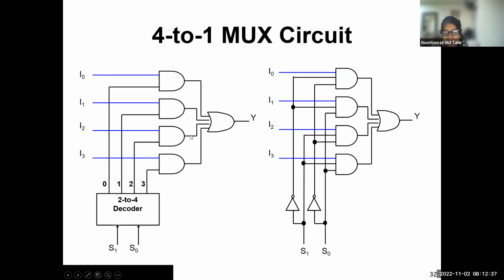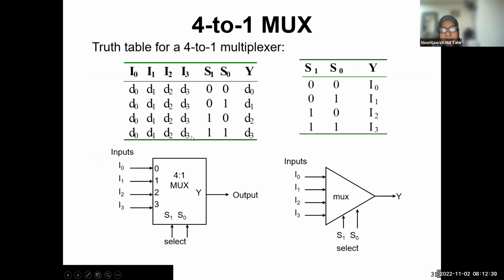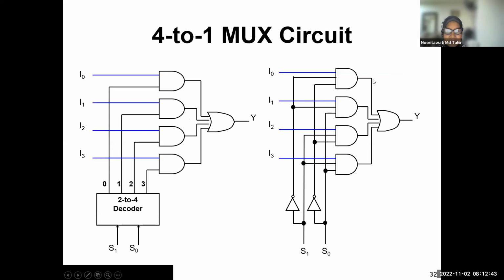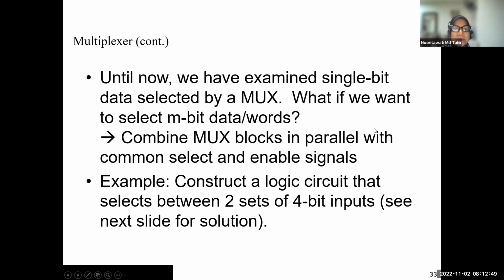Okay, ini dari segi circuit, ini dari segi logic symbol, ini truth table-nya, ini truth table select line. So this is another representative of a 4-to-1 multiplexer. Okay, so what if actually di sini we throw a question, yeah.